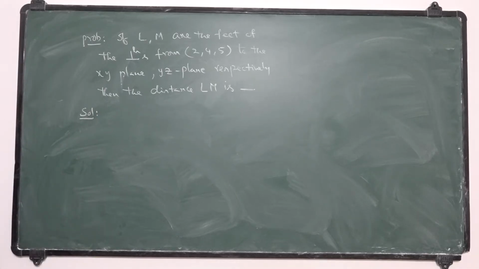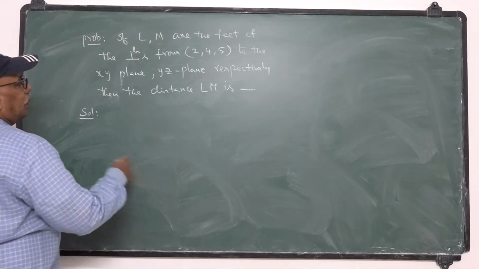If L, M are the feet of the perpendiculars from (2, 4, 5) to the XY plane and YZ plane respectively, then the distance LM is.